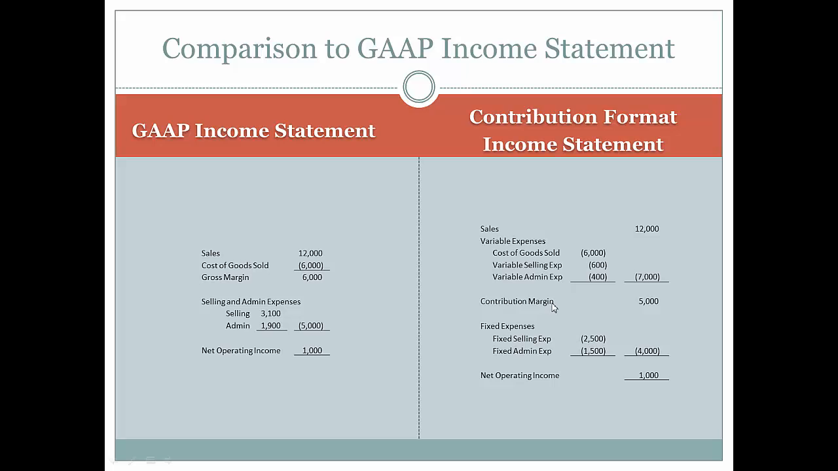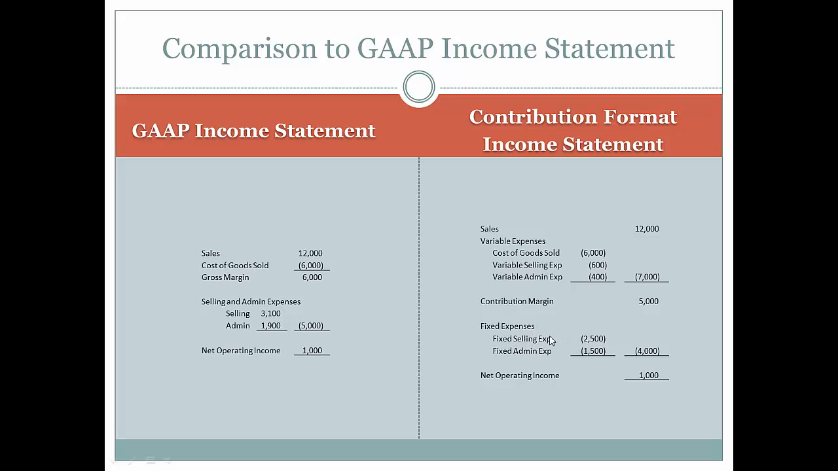So that's just why it's called a contribution margin. So you're spending this money in order to make this money. In order to do that, you're only going to have $5,000 left out of the $12,000 to contribute to the remainder of your expenses, which are all going to be all of your fixed expenses.